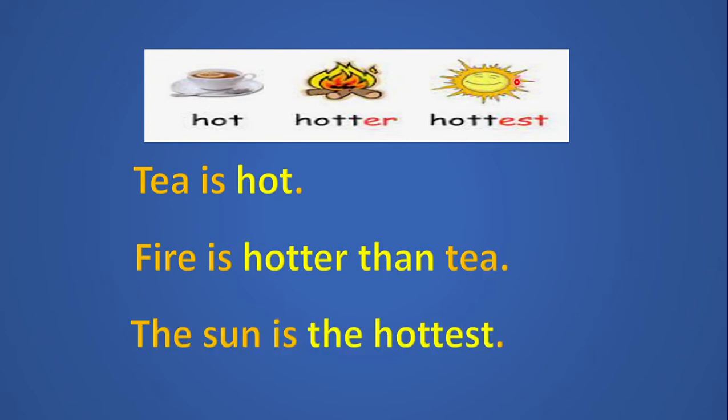Here I have the sun. The sun is the hottest. I have tea, fire, and the sun. The sun is the hottest. If I want to add est, then my students, I must write the before the adjective. The sun is the hottest.